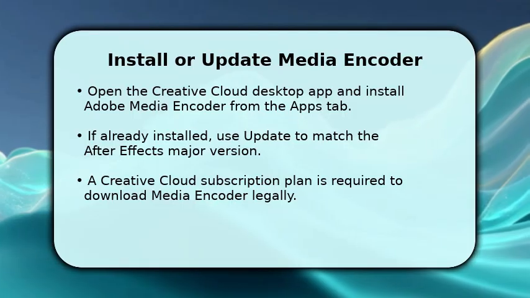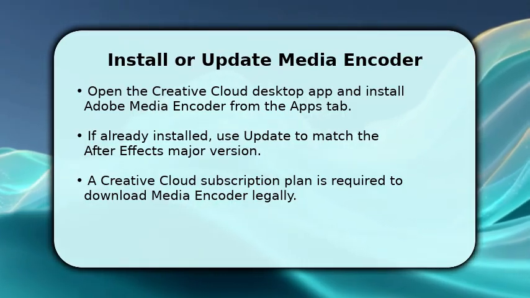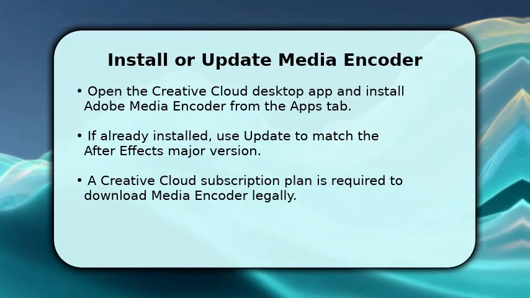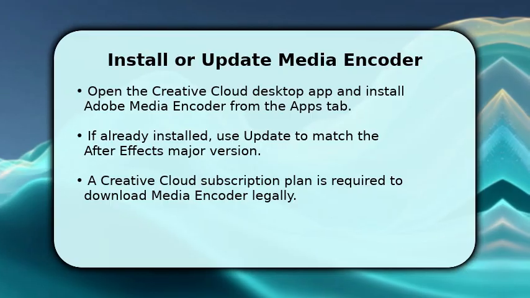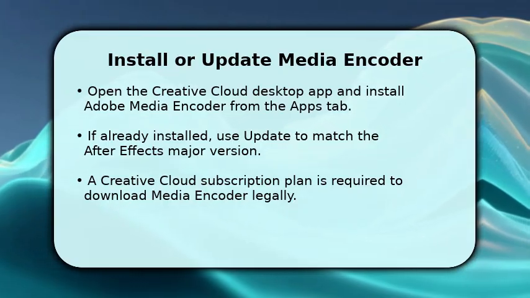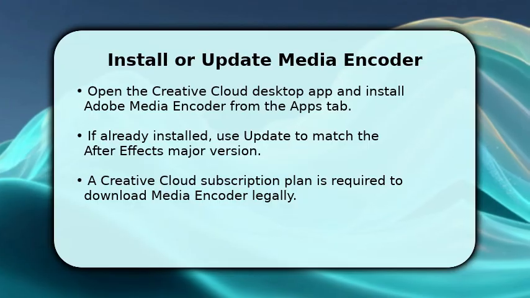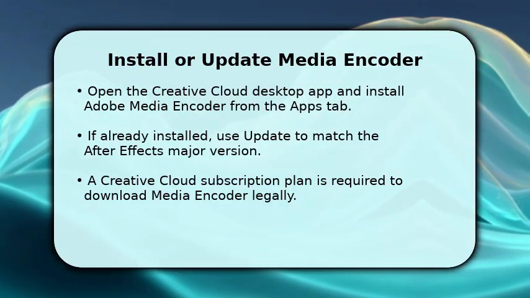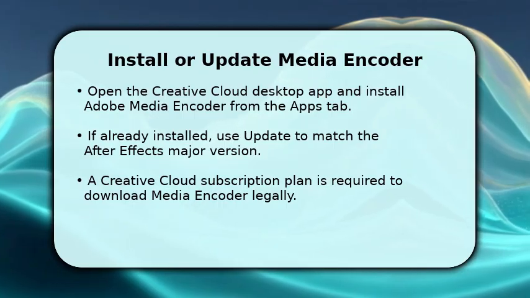Open the Creative Cloud Desktop app and sign in with your Adobe ID to begin. Navigate to the Apps tab and locate Adobe Media Encoder in the list of available programs. Click Install or Update to match the exact major version of After Effects you use. Wait for the installer to finish before relaunching After Effects.